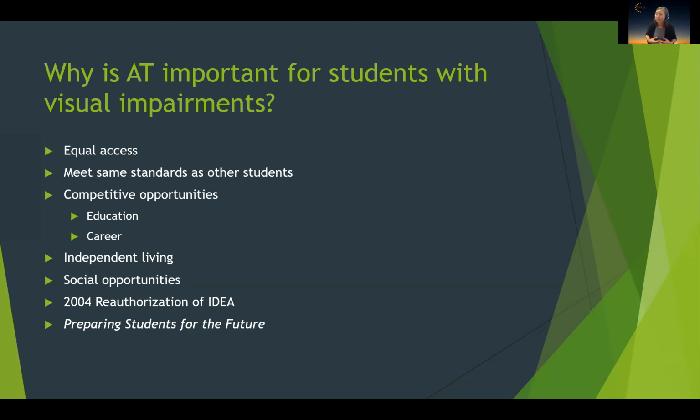It provides access to multitudes of independent living skills, from learning about different recipes and trying new things, to social opportunities through social media or email correspondence. It's also the law. So through the 2004 reauthorization of IDEA, it added that students who have an IEP must have assistive technology considered on their IEP. And I have at the bottom in italics, preparing students for the future.